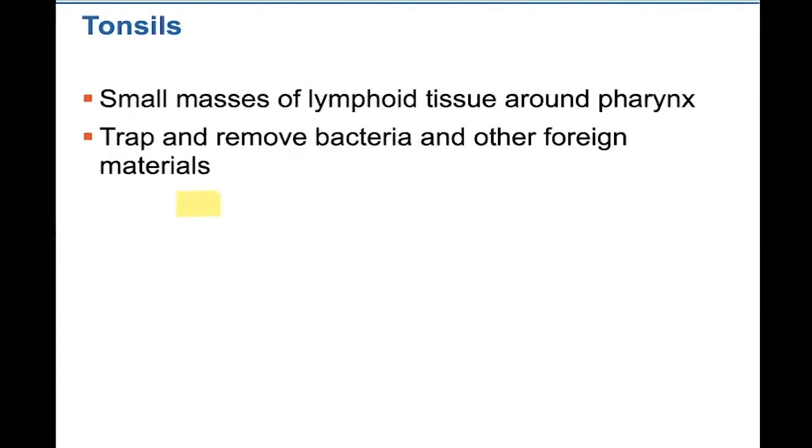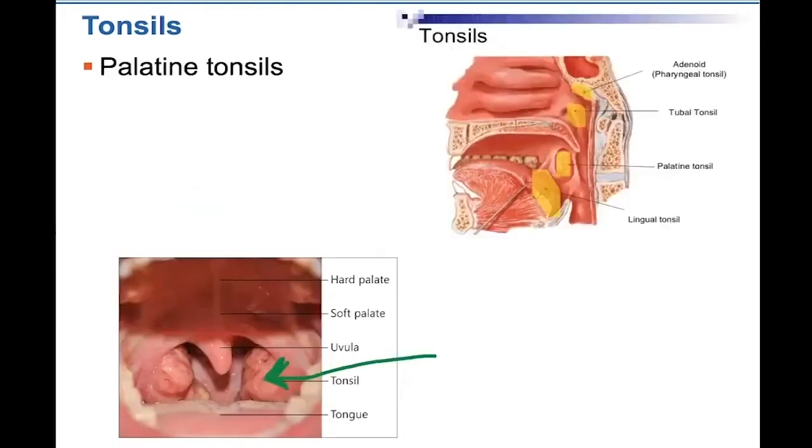Tonsils trap and remove bacteria and other foreign materials as they are entering the body through either food, drink, or the air. There are different groups of tonsils. If I have an S, that means it is a pair. There are two of them. The first group is the palatine tonsils, and they are located in the posterior oral cavity at the oral pharynx.